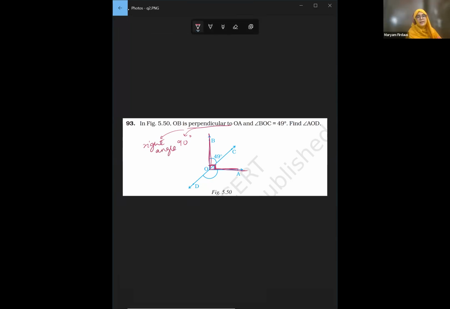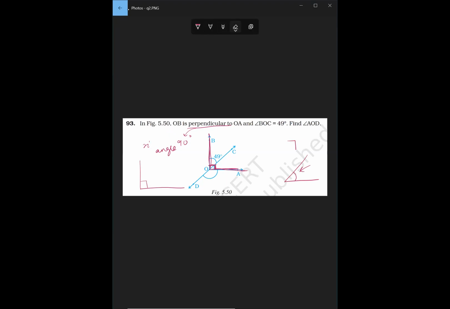The symbol for a right angle is this. So for normal angles, you put this symbol, the small arc. But if something is a right angle, you will show it like this. You won't show it like this. Instead, you will show it like this. So that is the meaning of perpendicular.